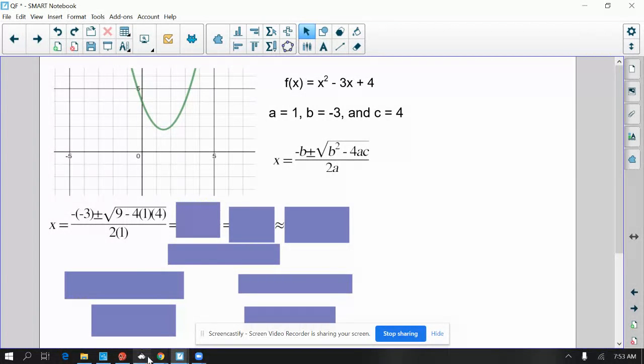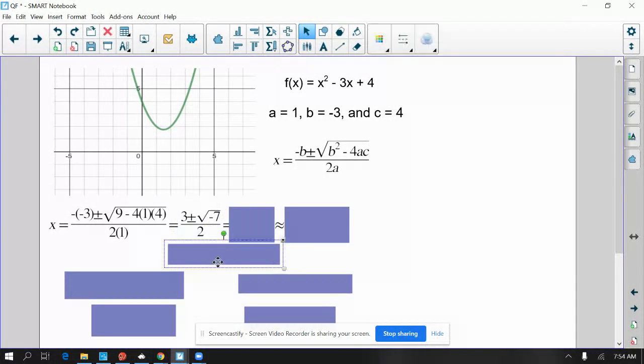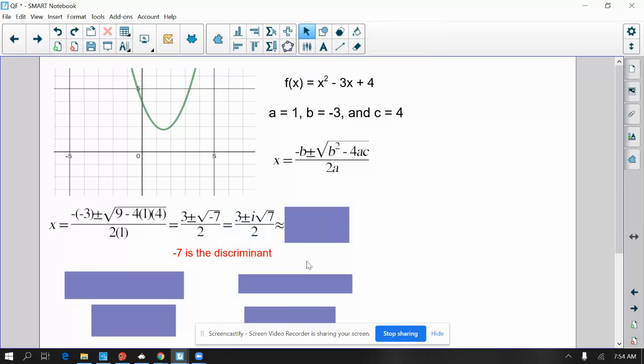So positive 9. And I go back, 9 minus 4 times 1 times 4, negative 7. So the discriminant is negative 7. Now, my friends, what is the square root of negative 7? It is i rad 7. It is imaginary. The square root of a negative number is imaginary.